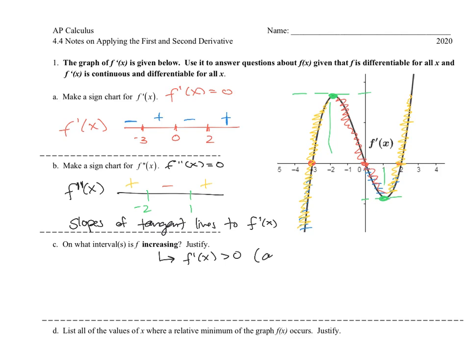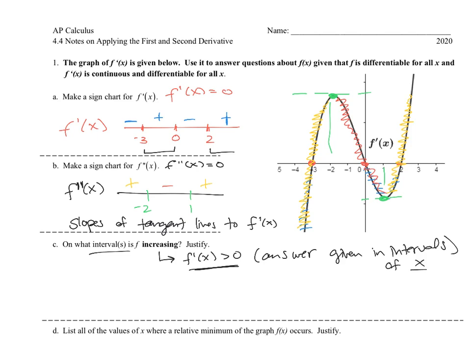And my answer should be in intervals of x. So this is just a review. The directions do say on what intervals, but given in intervals of x, okay? All right. So f prime of x is greater than 0, if I look at my sign chart, from -3 to 0 for x, and for all x values bigger than 2.